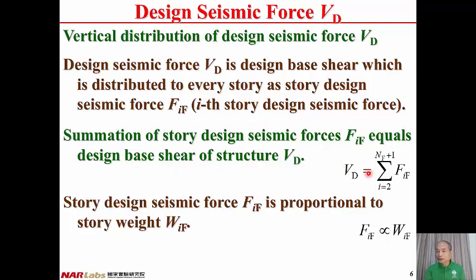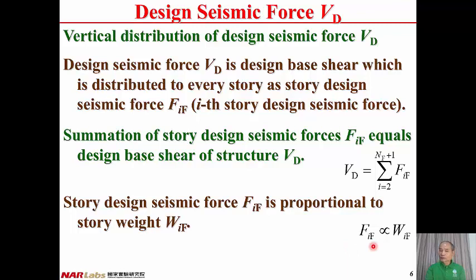And Vd equals the summation from i equal to 2 to N^F plus 1 of Fi^F. i equal to 2 is from the second story to the roof. That means that if we sum up all the seismic force from the second floor to the roof, then we will have the design base shear, that is the design seismic force, Vd.